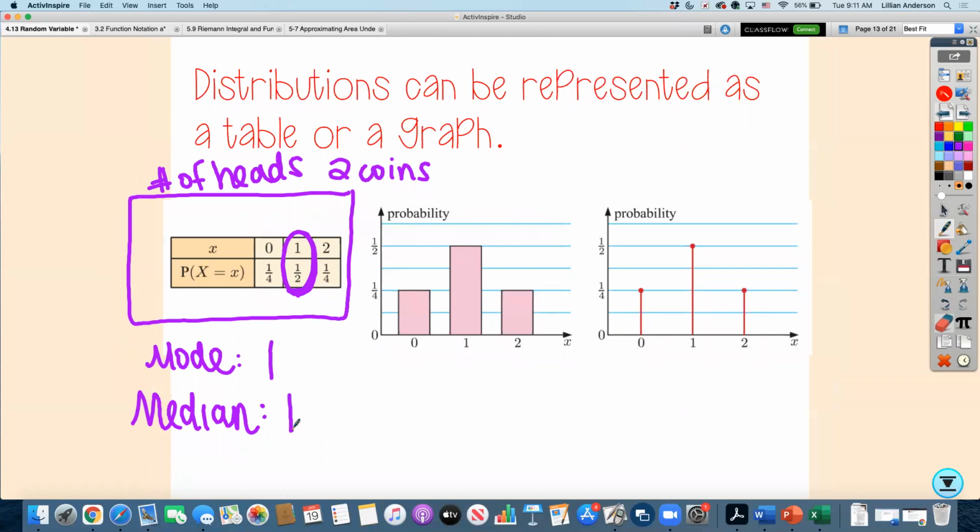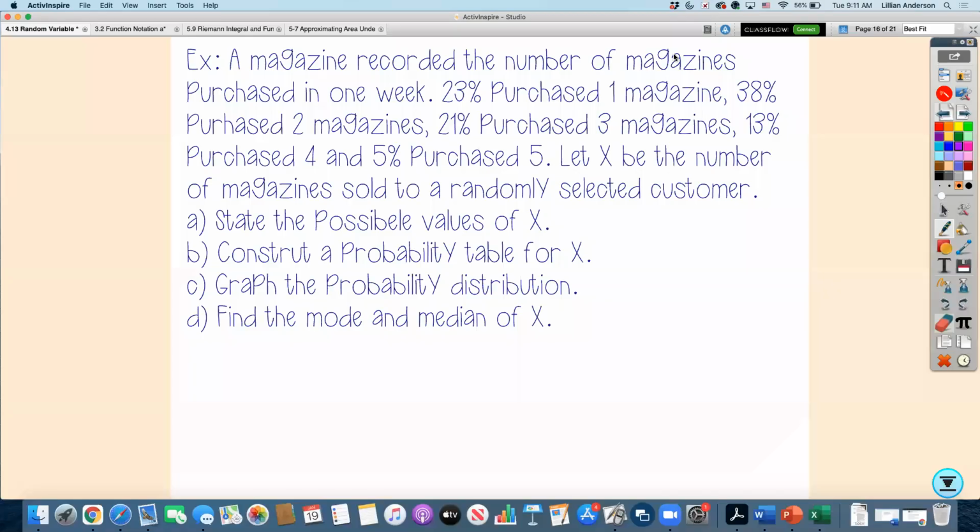Does everybody understand that? Yes. All right, get down this example. A magazine recorded the number of magazines purchased in 1 week by its customers. 23% purchased 1 magazine, 38% purchased 2, 21% purchased 3, 13% purchased 4, and 5% purchased 5. We're going to let X be the number of magazines sold to a randomly selected customer. We want to state the possible values of X.